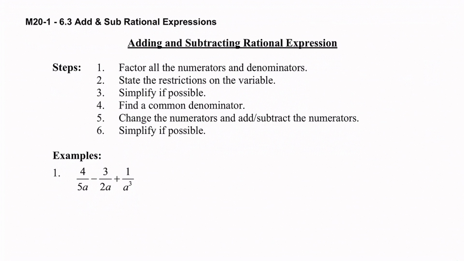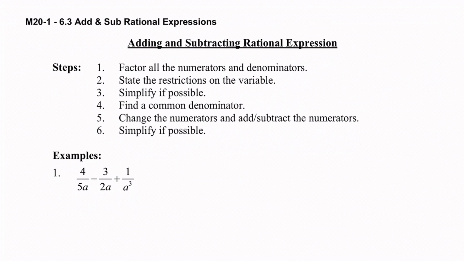So these are going to be our steps. Step one, you're going to factor numerator and denominator. That was the same as in all the other work that we've done. And then step two, same again, state restrictions on the variables. Then if you can, you're going to try to simplify, and I'm going to do a simple example of this over here first. Then you'll find a common denominator, and that is going to cause the numerators to change. And then you can add or subtract the numerators depending on the sign. And then lastly, simplify if possible at the end.